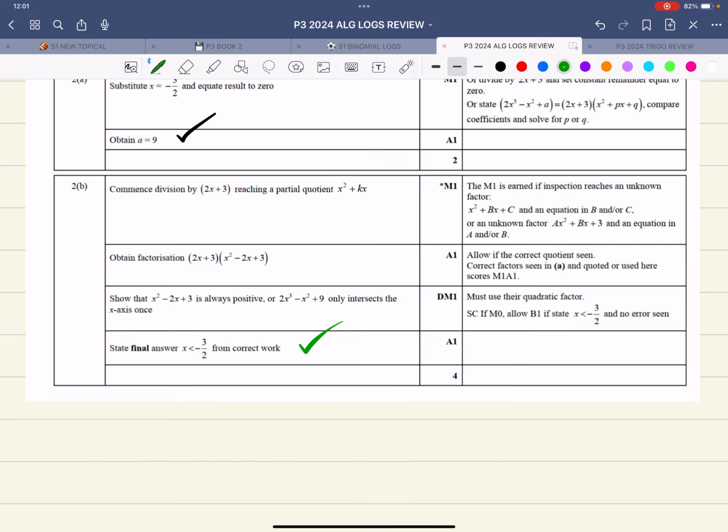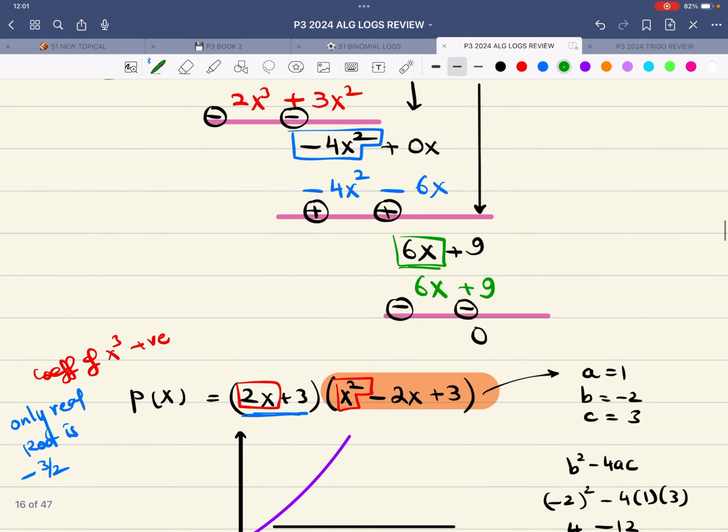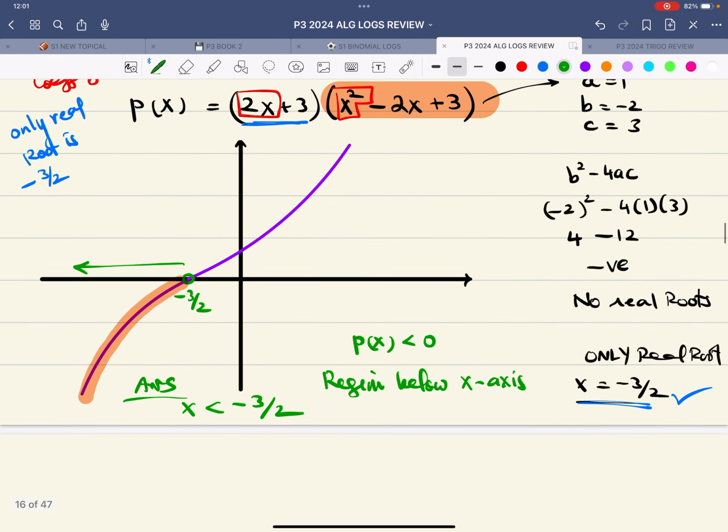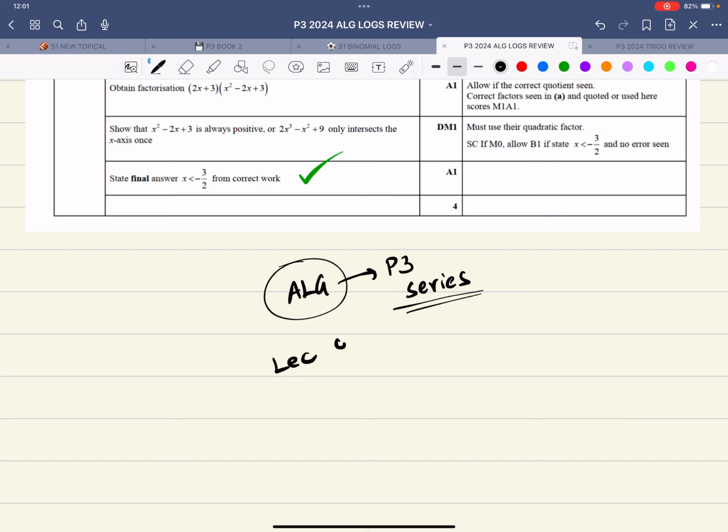Again, they have not explained it the way that I have explained it, doing it thoroughly, showing every single step, making you understand every single detail. So that completes this thing. That is the algebra P3 series. Actually, it's the P3 algebra series. And this is lecture number 2 on polynomials.